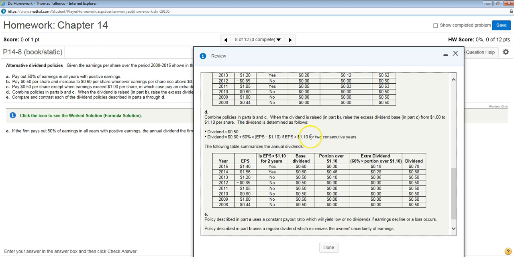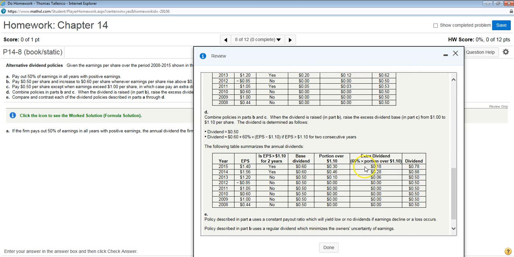So if earnings is greater than $1.10 for 2 consecutive years, it's greater than $1.10 for 2 consecutive years here, and it's greater than $1.10 for 2 consecutive years there. So the base dividend is 60. Now we take 60% of the portion over $1.10, and over here it's 10 cents, over here it's 46 cents, and over here it's 30 cents, over $1.10. So then you take 60% of the portion over $1.10. So you multiply these by 60%, and you add the 60 cents to it.